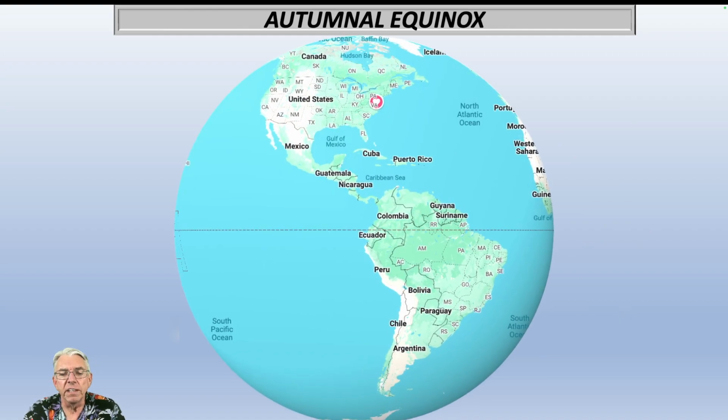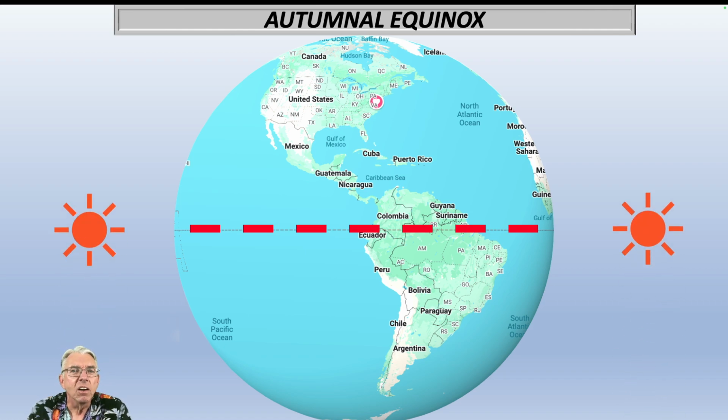Let's move on a little bit more. Here is the Earth again, and here is the equator. On the day of the equinox, and this is also true for the vernal equinox, the first day of spring, the sun rises directly in the east and sets directly in the west. Now, the word equinox implies that you have equal day and night.